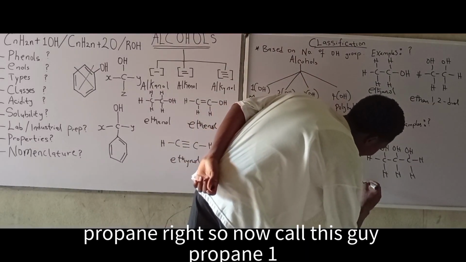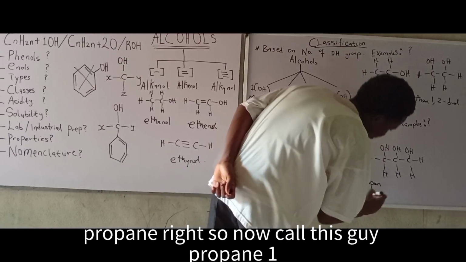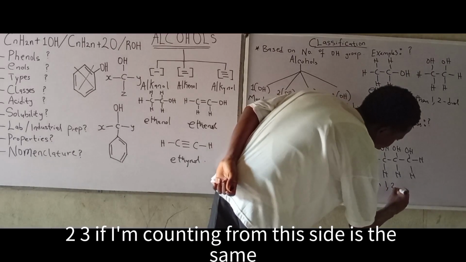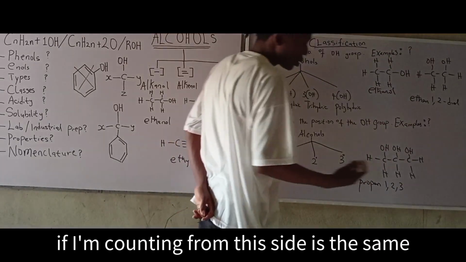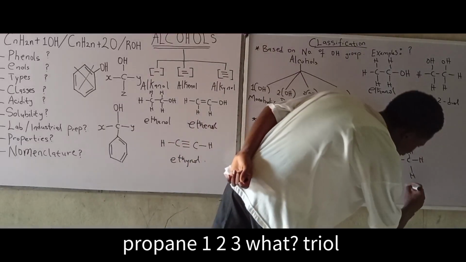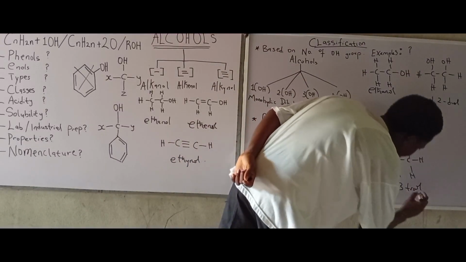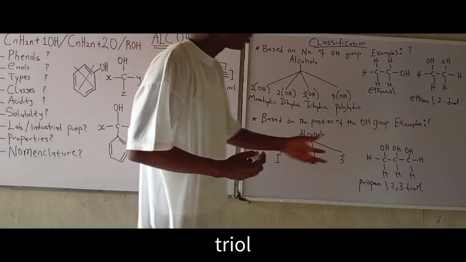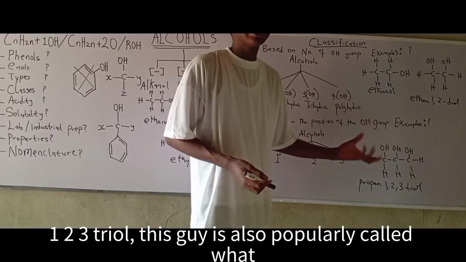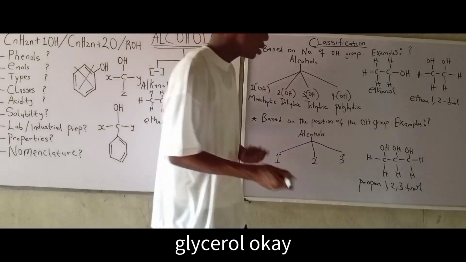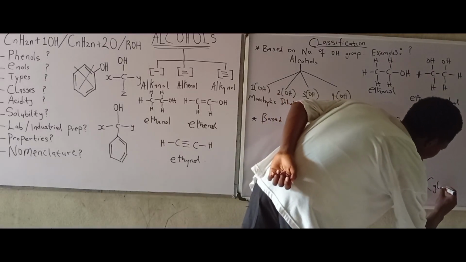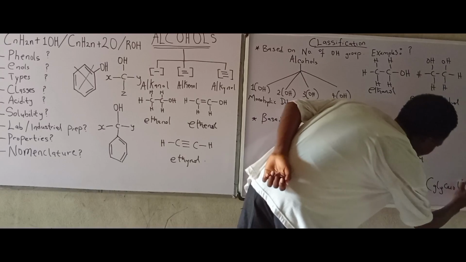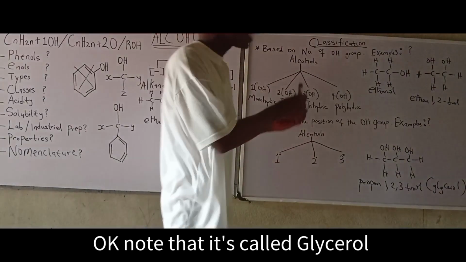So now call this guy propan-1,2,3. If I count from this side, it's the same. If I count from this side, it's the same. Propan-1,2,3-what? Triol. Propan-1,2,3-triol. This guy is also popularly called what? Glycerol. Okay? Note that it's called glycerol.